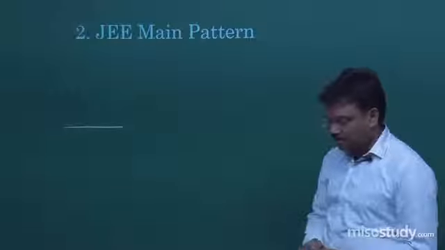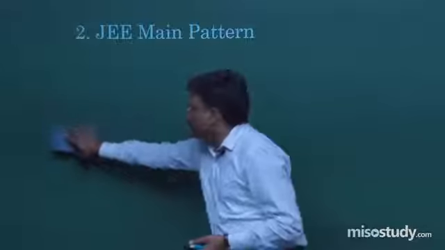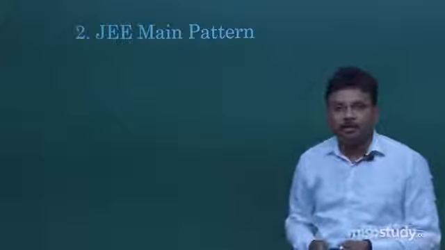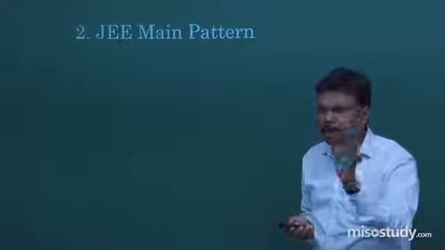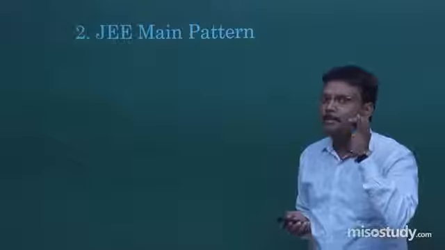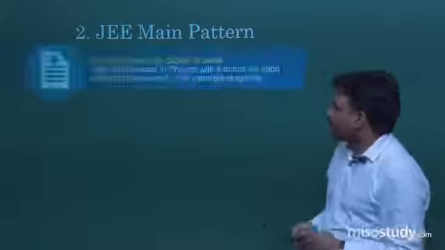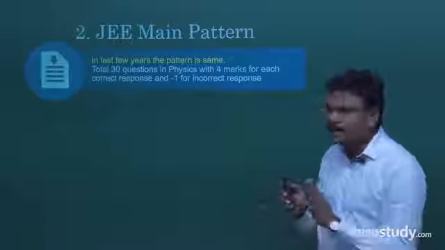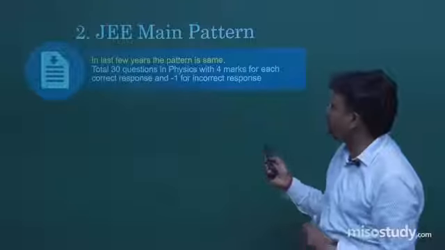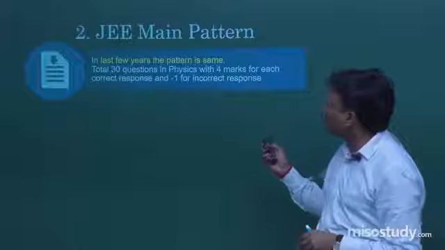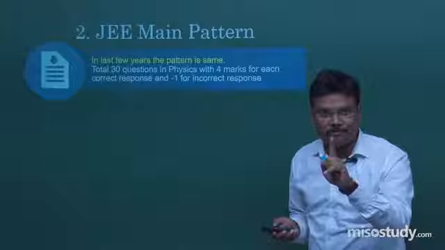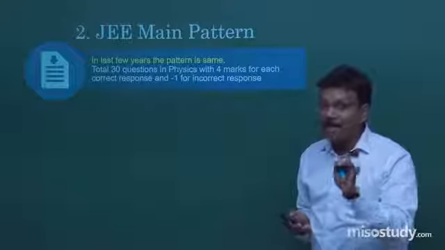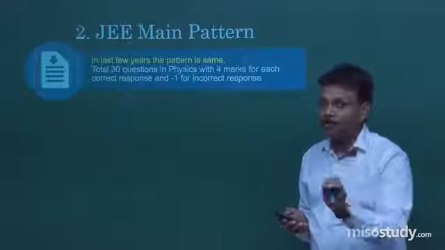Now it's the JEE Main pattern. See, this JEE Main pattern started from 2013 onwards. Whatever I am going to explain, how you can score a minimum of 100 marks, works even in any difficult situation. In the last few years the pattern remains the same: 30 questions in physics with 4 marks for each correct response and -1 for each incorrect response. So be very careful while marking your responses.